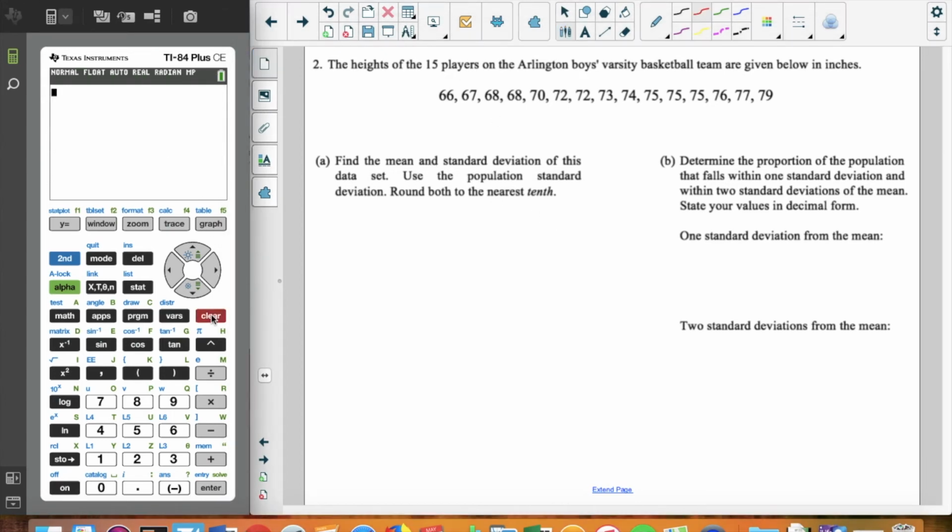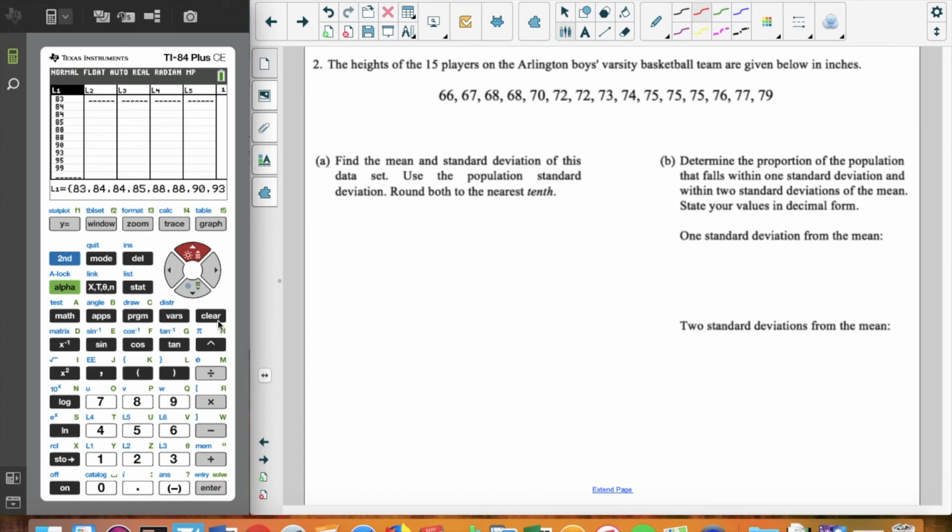Round to the nearest 10th. So we go to Stat, Edit. To clear this list, you have to go up to L1, press Clear, and press the down arrow. So let's type in our values. 66, 67, 68, 68, 70, 72, 72, 73, 74, 75, 75, 75, 76, 77, and 79.